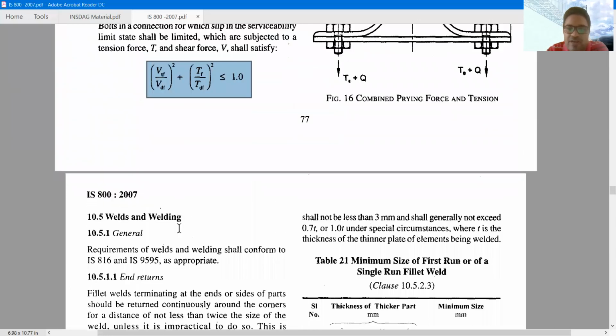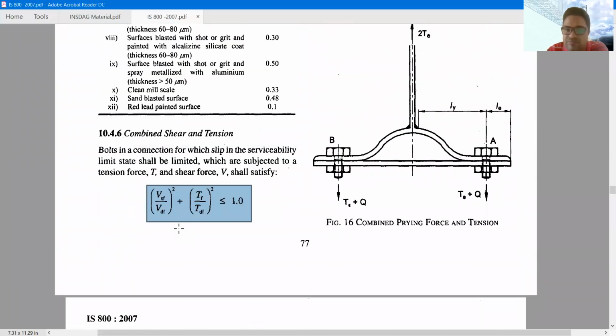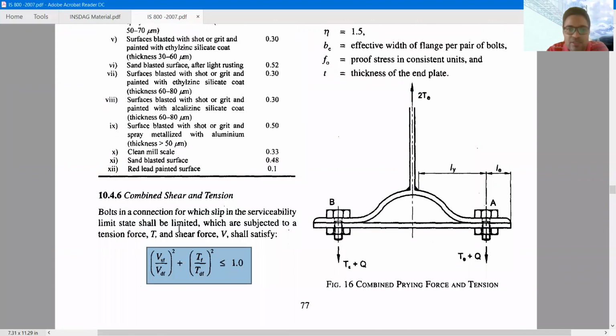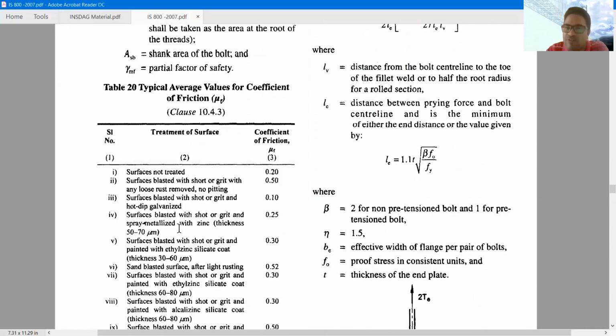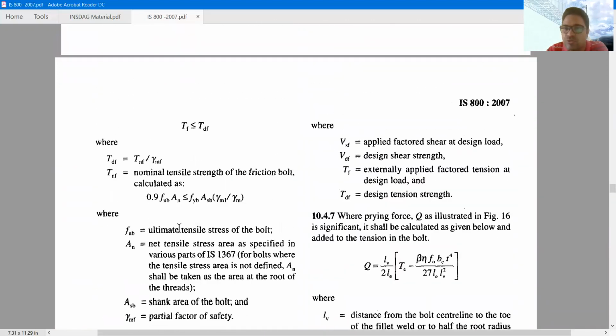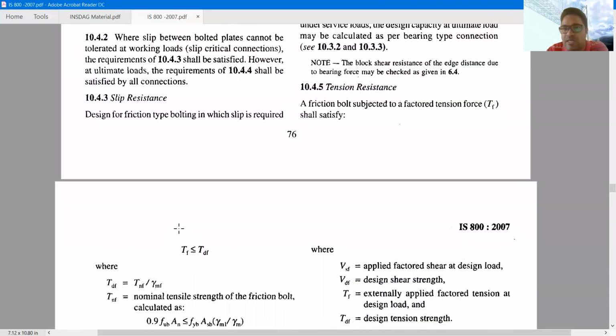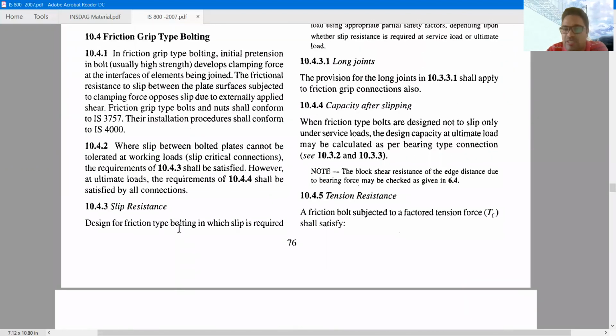Okay, then there is weld. We will discuss weld in the next lecture. So I think now I have shown you all the formulas in the IS code, so you can refer to these formulas and develop your understanding. Okay, thank you.